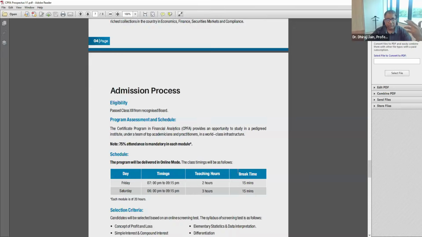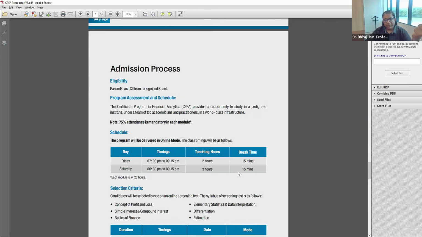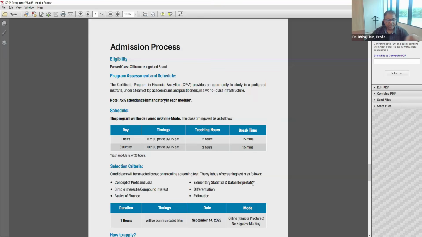Now when we talk about the admission process, how are we planning the admission? Like in the first batch, here also the minimum eligibility is class 12th only. You will be having a small screening test, I will not call it an entrance test, for us to understand whether you have a basic understanding of simple quantitative tools, like the concept of profit and loss, the difference between compound interest and simple interest, and the basics of finance, because we are not going to teach the most basic finance. Some basic elementary statistics, basic data interpretation methods, differentiation, estimation. This will be the broad syllabus across which we'll conduct the screening test.